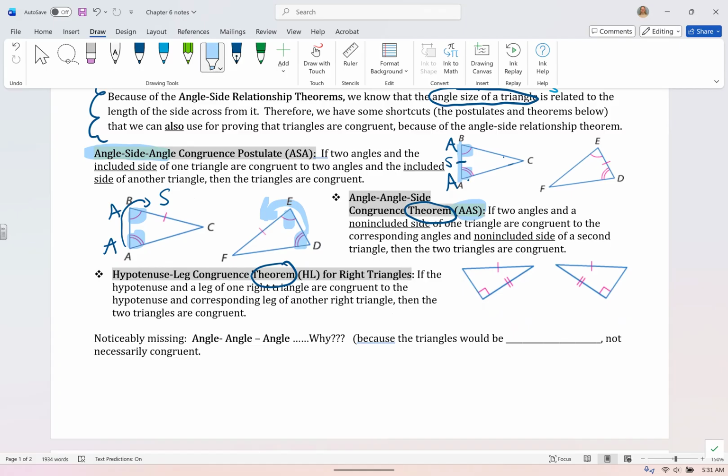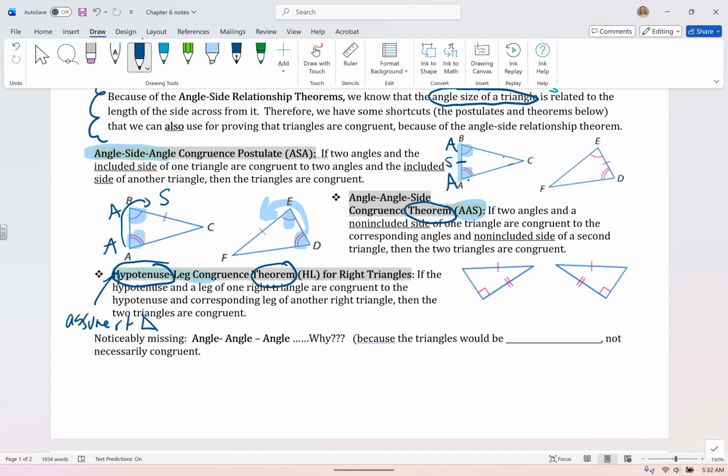Okay, and then the last one would be hypotenuse leg. A hypotenuse leg talks about if you have a right triangle. So remember, if they use the word hypotenuse, that assumes a right triangle. So if you know you have a right triangle, and the hypotenuse of that triangle and a leg, one of the two, are congruent to another one, then you will have congruent triangles.